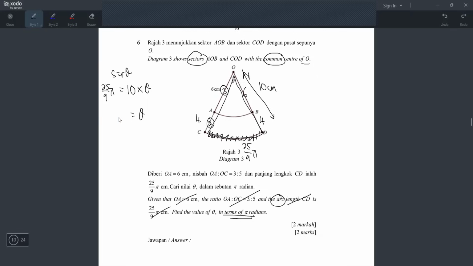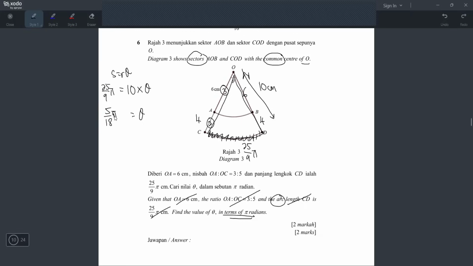So what you press, you just press 25 divide 9 divide 10. Don't press the pi. Okay, 25 divide 9 divide 10. My calculator gives me 5 over 18. Okay, why don't you press the pi? Because they already mentioned in terms of pi. So that's why the pi will just be here.